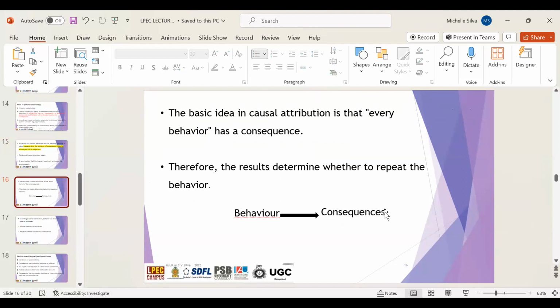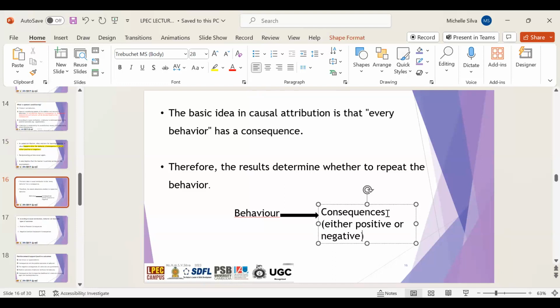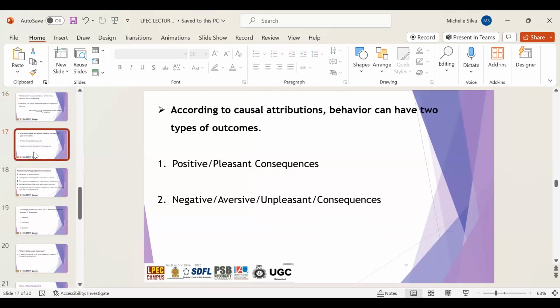I explained this consequence can be either positive or negative. If the consequence is positive, we'll demonstrate that behavior more and more. If the consequence is negative, like blaming on me, I'm not going to demonstrate that behavior again and again. So according to causal attribution, behavior can have two types of outcome: a positive or pleasant consequence, or a negative or unpleasant consequence.